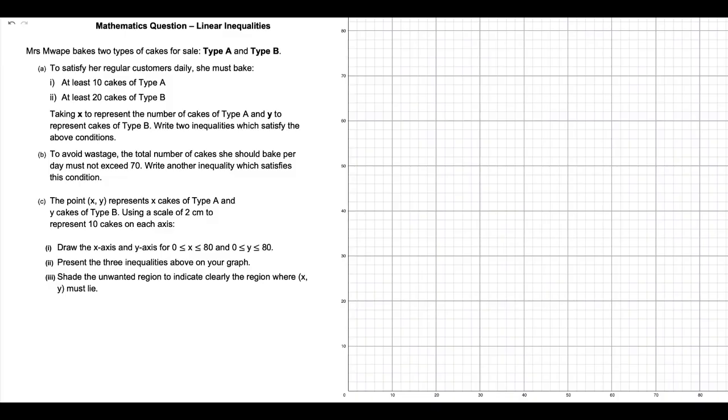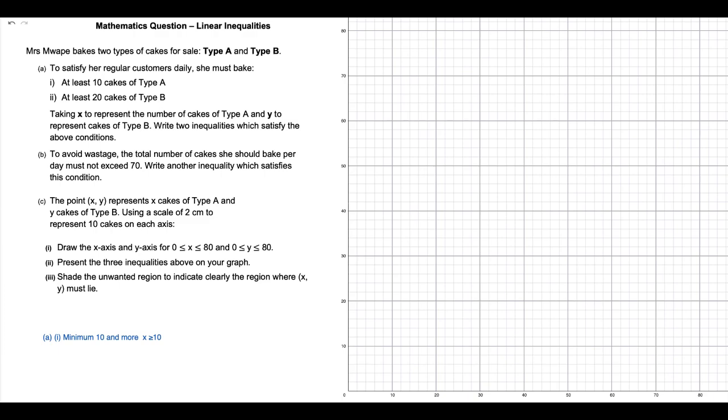So the first one is talking about at least 10 cakes. This means minimum 10 and more. It cannot be less than 10. So the inequality will be X greater than or equal to 10. And that will be the inequality there, X greater than or equal to 10.